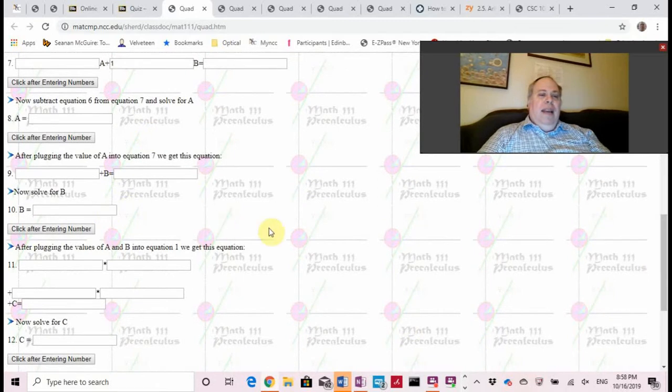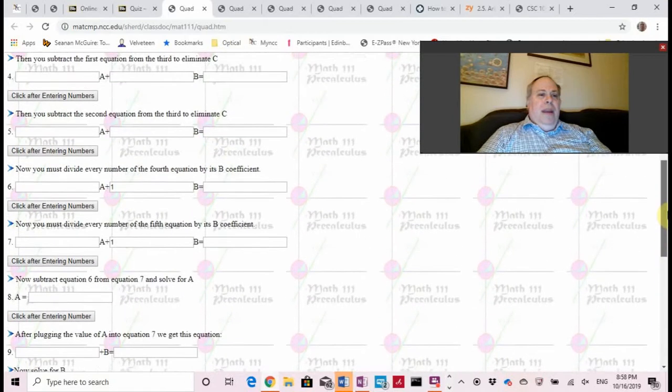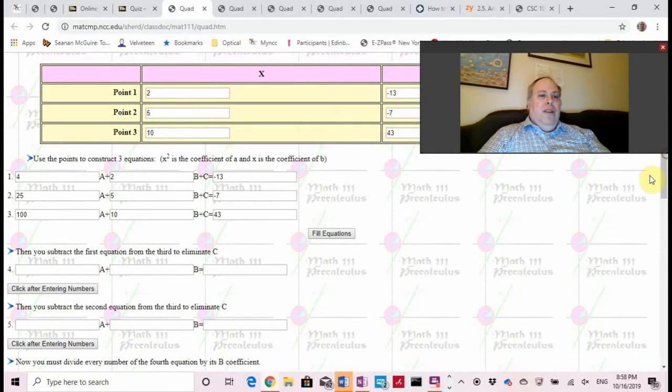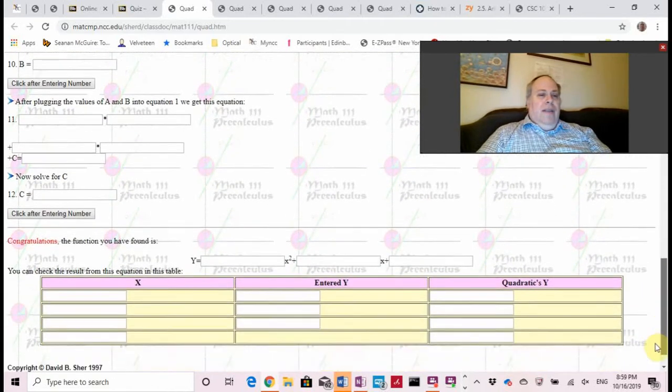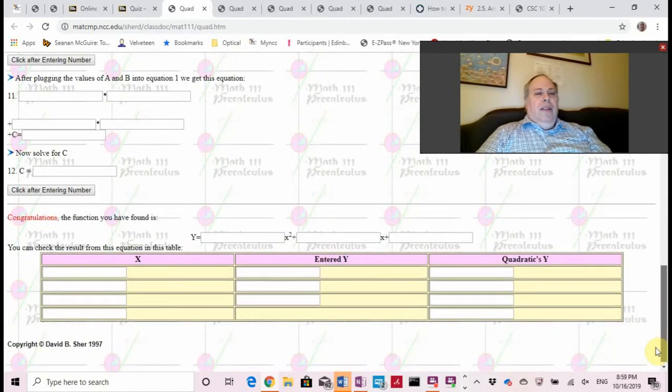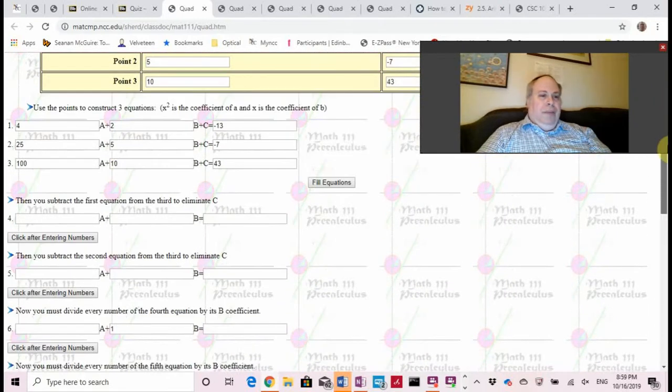And then we take the A and B from the very first equation, 4A plus 2B plus C equals -13. Once we know A and B, it's easy to solve for C. And that's going to give us A, B, and C, so we'll have ax squared plus bx plus c. So that is the process we're going to follow.